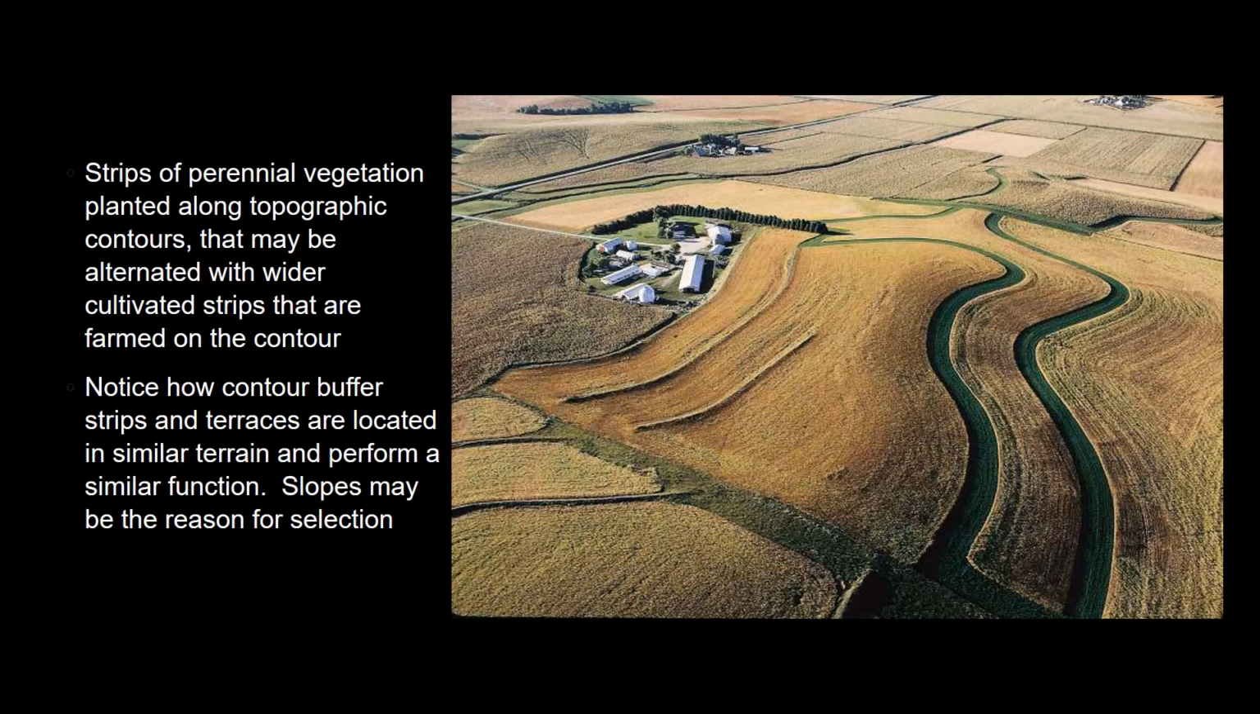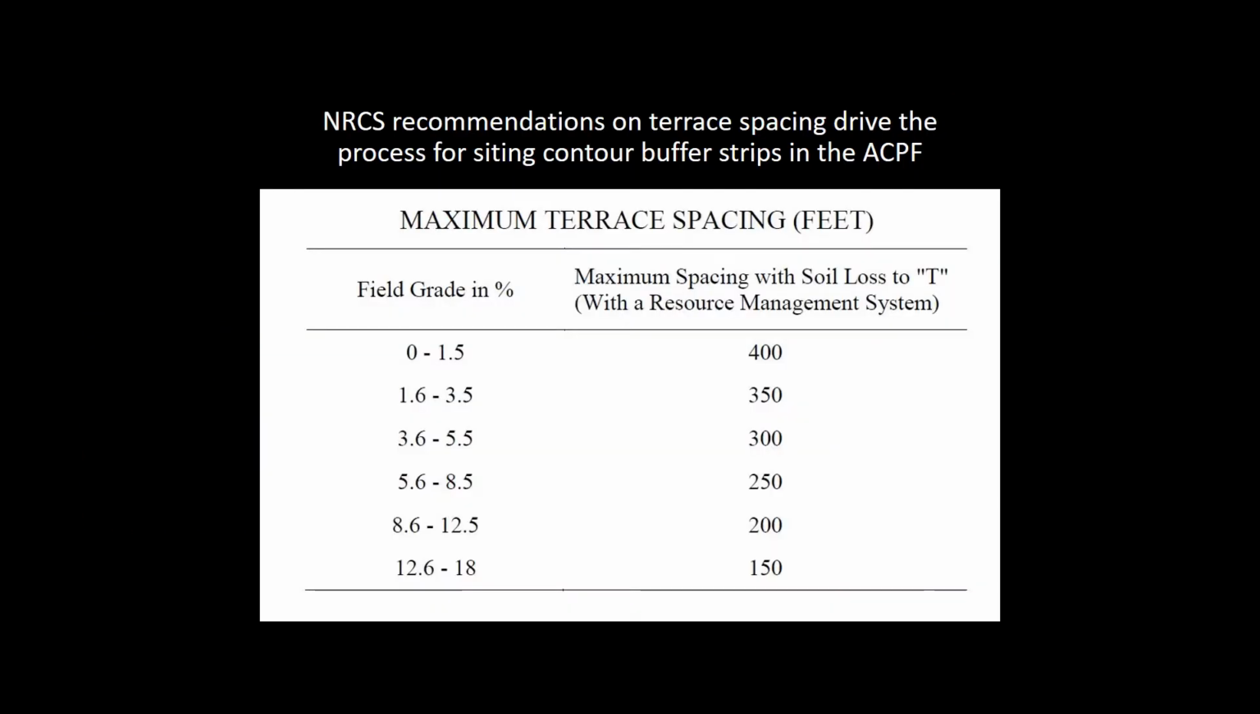The concept is similar to terracing, though slopes are usually the reason for distinguishing between contour buffers or terraces, where terraces are commonly used in steeper sloped areas. The NRCS has suggested certain spacing for terraces within a field, and we have used these recommendations and slightly altered them for siting contour buffer strips and the appropriate spacing for them within the ACPF.